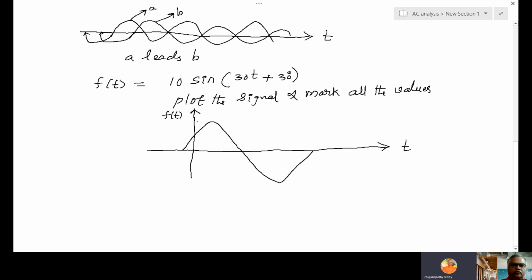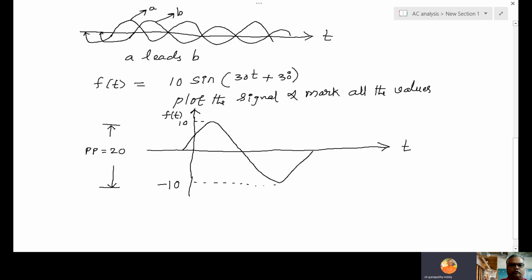And it will go to a peak value of plus 10, negative peak of minus 10. So what is the peak to peak value? Peak to peak is 20. So what does this 10 indicate? It will go to a positive peak of plus 10, negative peak of minus 10, peak to peak of 20.